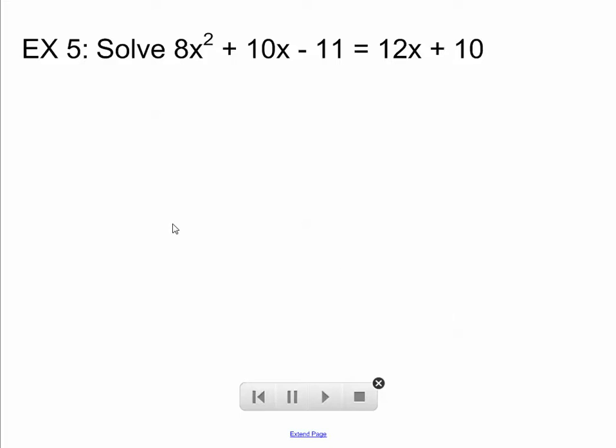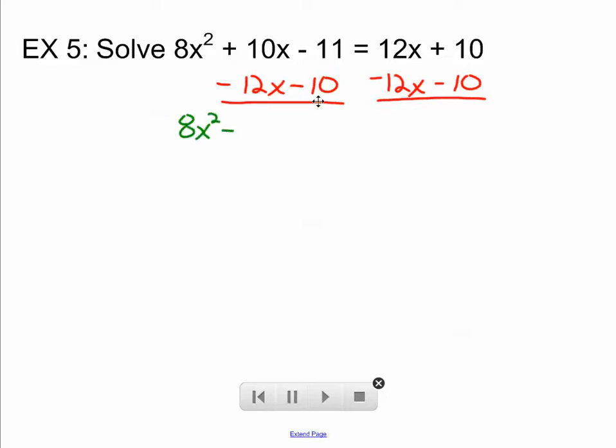So just like in yesterday's lesson, we can use factoring to solve quadratic equations. Obviously, the first thing that has to be done is we need to put it in standard form. So let's subtract 12x from both sides, and let's subtract 10 from both sides. That'll give us 0 on the right side. See, 10x and negative 12x makes negative 4x. Negative 11 and negative 10 makes negative 21.